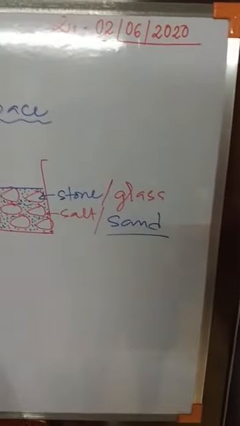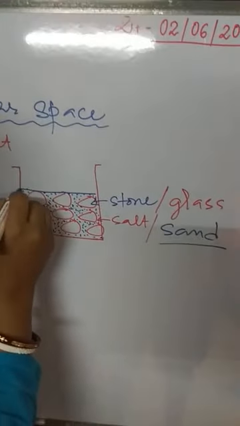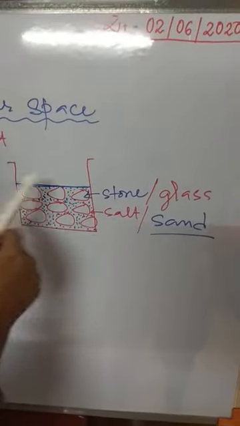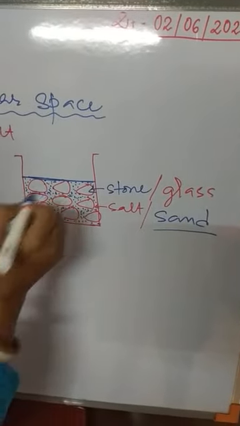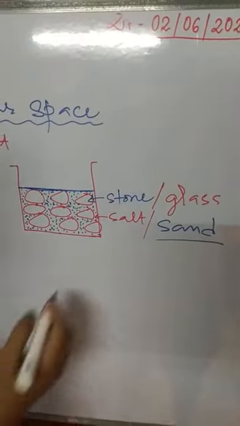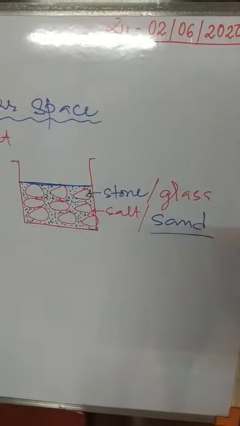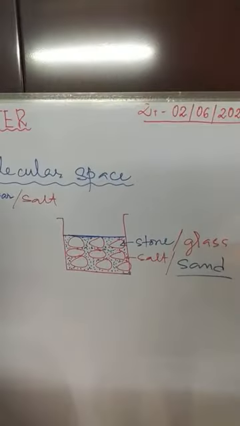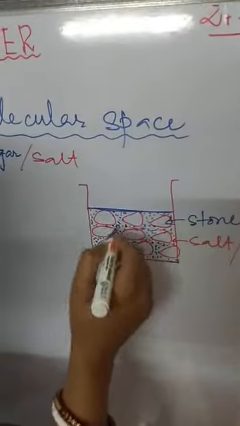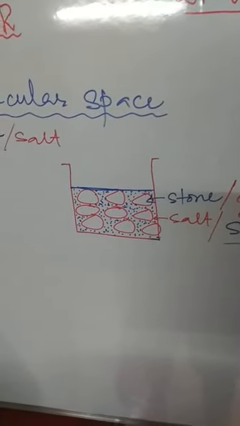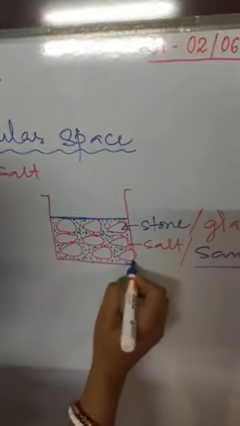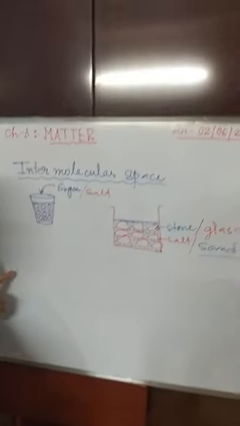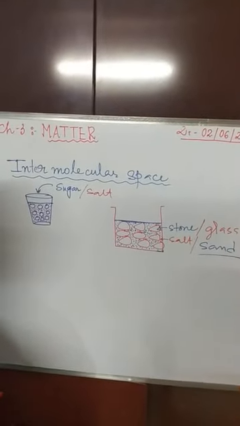So from this experiment we can see that if the particles are small in size, then more particles can get into a space. If the size of the particles is small, then a lot of particles can get adjusted in between them. So from this we can easily see that intermolecular space is there in between the particles.